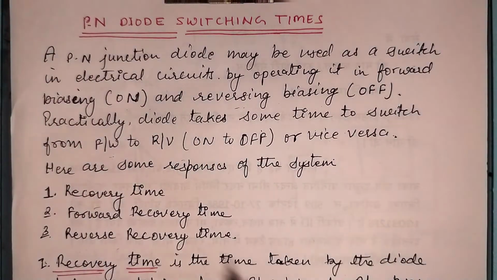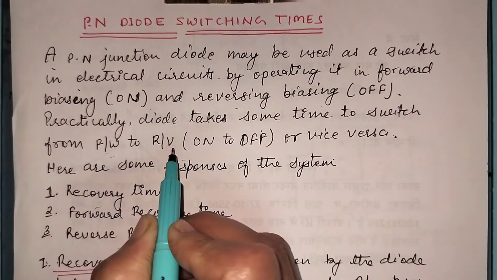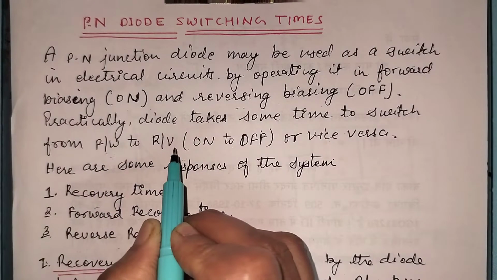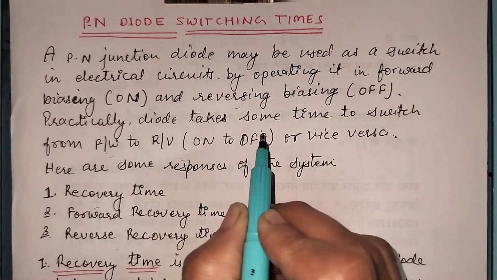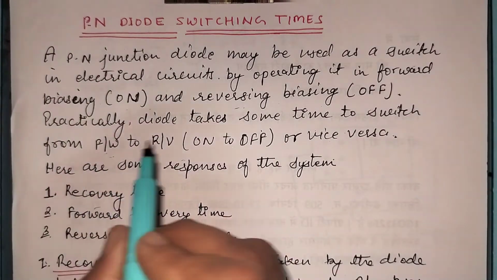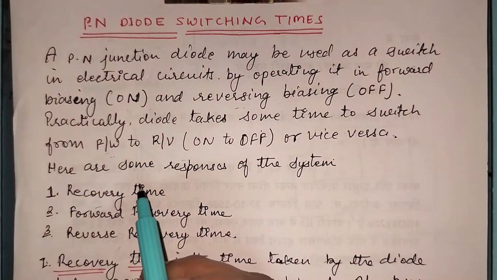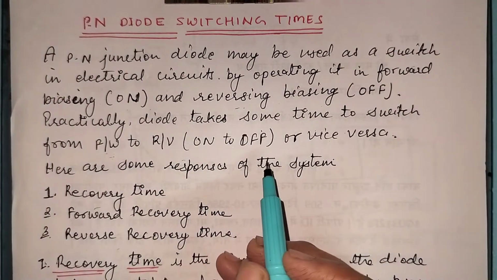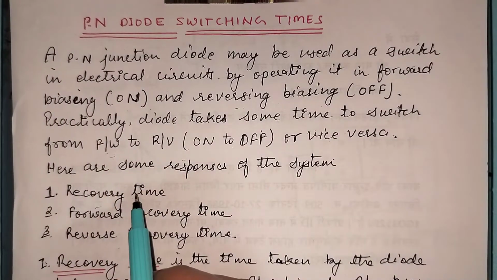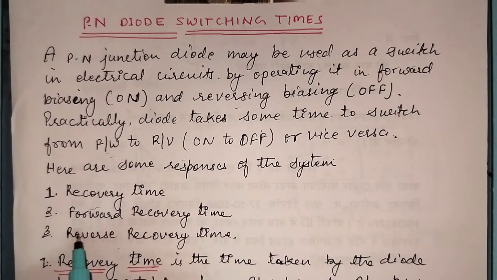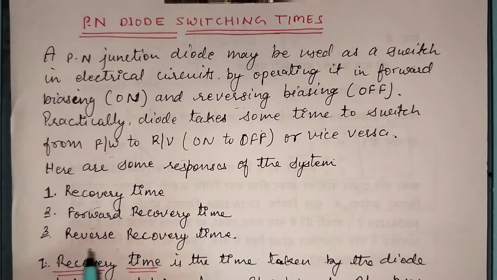Practically, the diode does not switch from forward to reverse condition or from reverse to forward condition instantly. Practically, it takes some time to switch from either condition. In both cases, the diode response is accompanied by a transient response. Some transient responses of the system are the forward recovery time and the reverse recovery time.